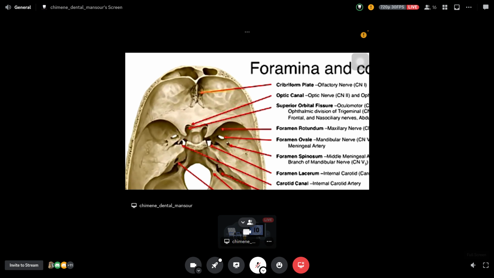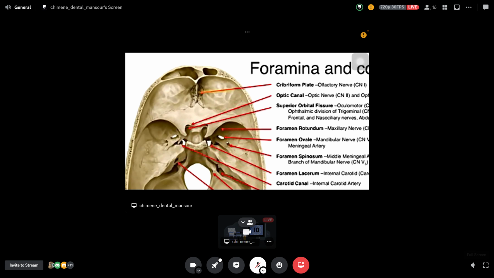And here we have the biggest foramen in the sphenoid bone, which is the foramen ovale. In the foramen ovale, after 5-2 you have 5-3, so the mandibular branch of the trigeminal nerve, and the meningeal artery passes through it. Right above the foramen ovale, you have the foramen spinosum. In the foramen spinosum, you have the middle meningeal artery and the mandibular nerve.